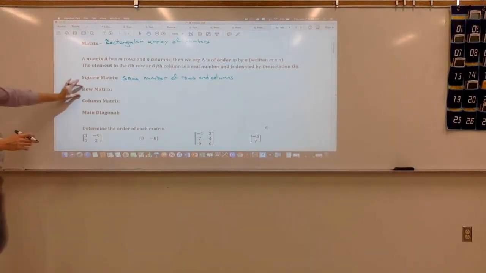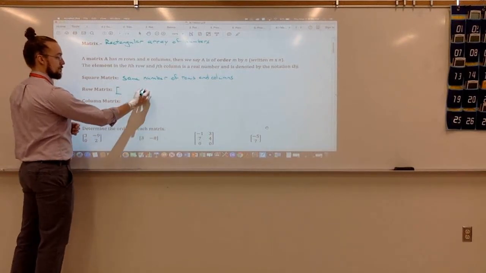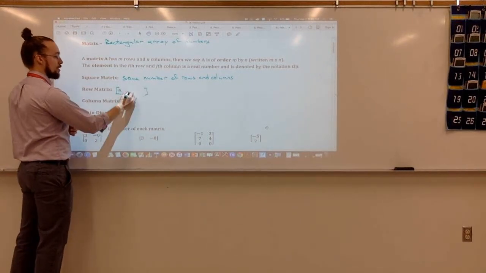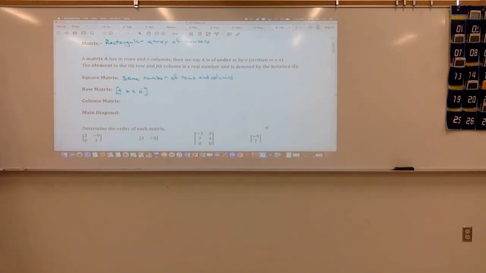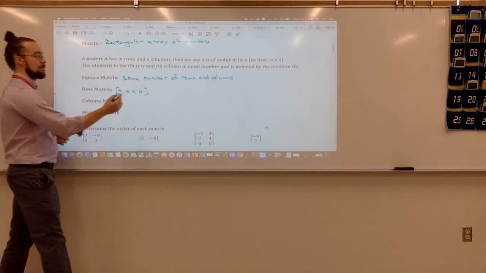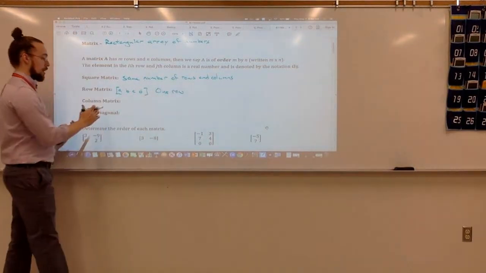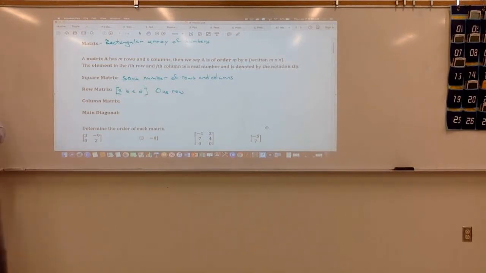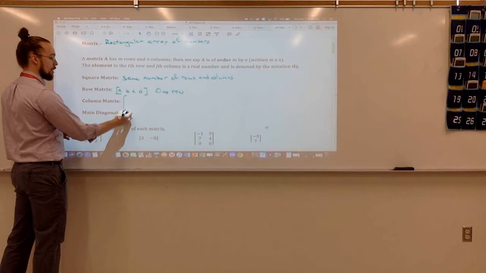A row matrix just means we have something like this, where we've got one row but a bunch of columns. A column matrix is also kind of self-explanatory. We have one column and a bunch of rows.